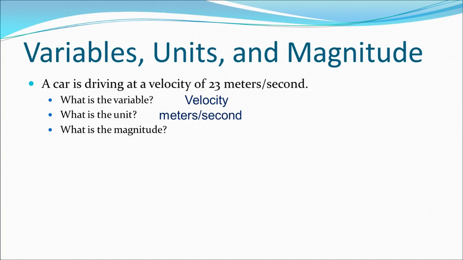Again, a unit is how we measure something. And the size or the extent of how much velocity we have, in this case, how fast the car is going, is 23. So the velocity is our variable. It's what we're measuring. The unit is how we're measuring it, or how many individual units we're looking at. And then the magnitude is the numeric aspect of that, or it's the size, the extent, or how much of our unit we're looking at.